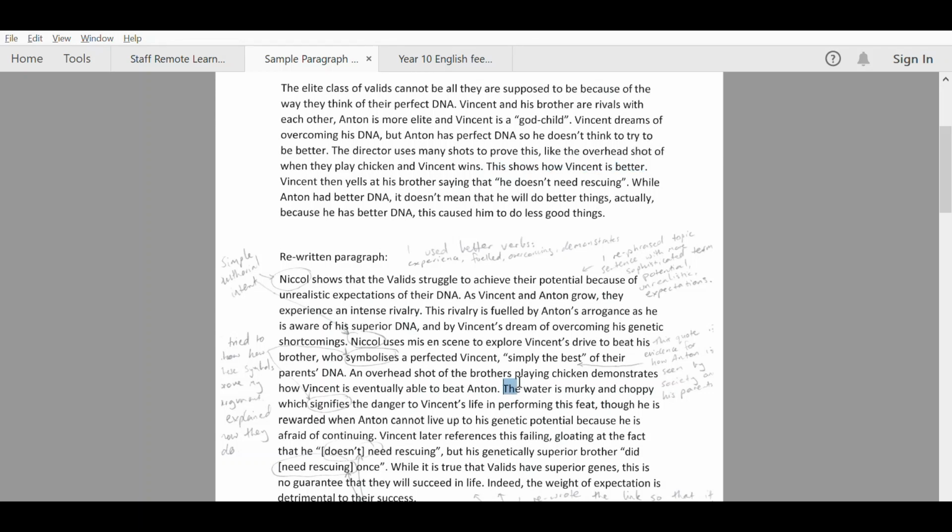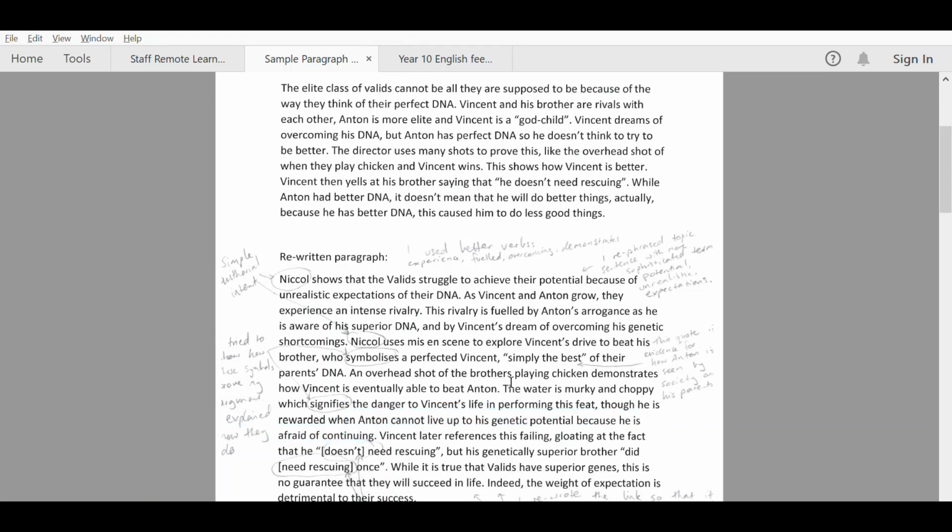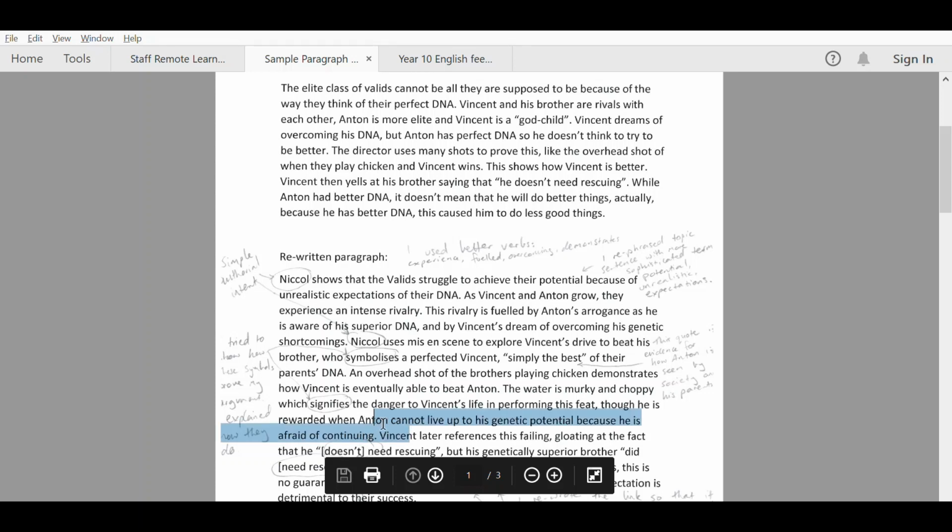Okay. Here's a further discussion here. I've gone on to discuss actually the symbolism of these other film noir things. So the water is murky and choppy, which signifies the danger to Vincent's life in performing this feat. Notice this word signifies is very similar to symbolizes. Okay, so there's some language that I want you to use, symbolizes and signifies. Though he is rewarded when Anton cannot live up to his genetic potential because he is afraid of continuing. Look at that. This proves the point. Alright, we've got evidence here of murky and choppy water and the overhead shot, and this proves the point about Anton not living up to his genetic potential.